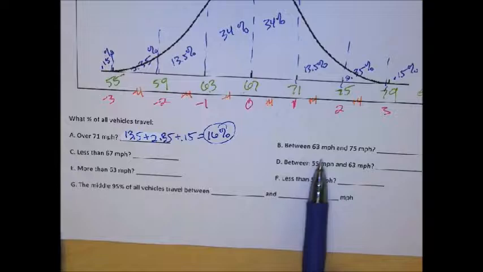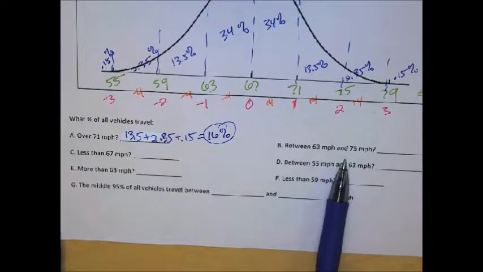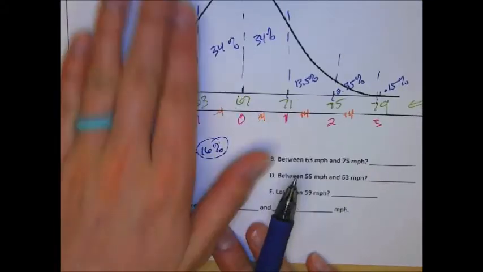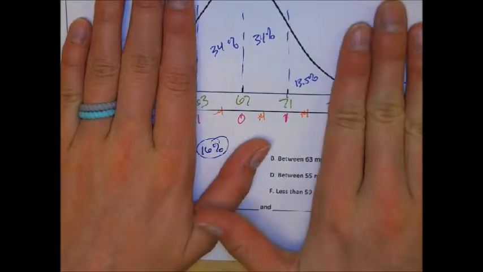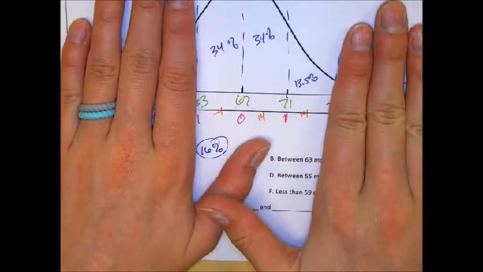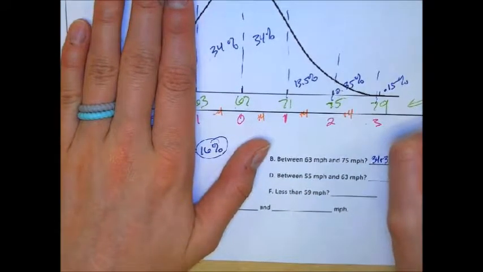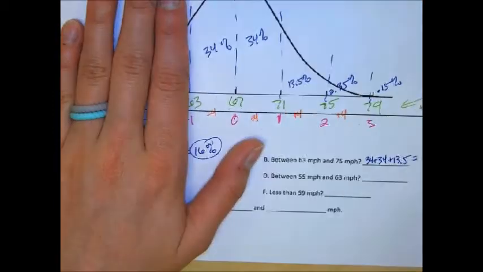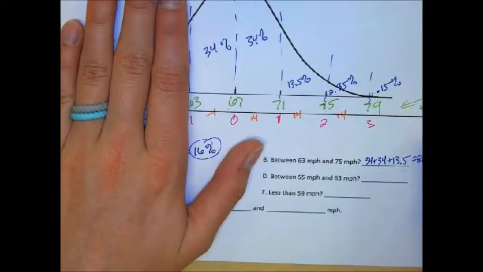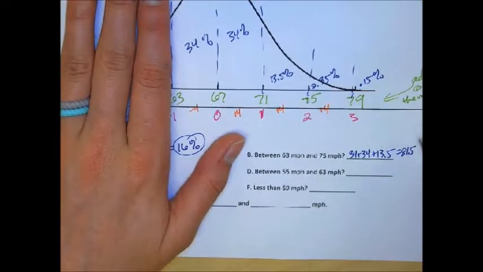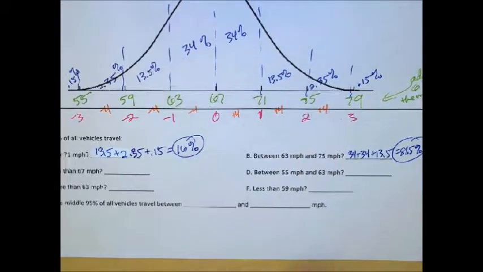B, how many are between 63 and 75? Well, here's 63, here's 75. We add up those numbers. 34 plus 34 plus 13.5, and that gives me 81.5%. Go ahead and try C through F, and if you want to try G, go ahead and try G.